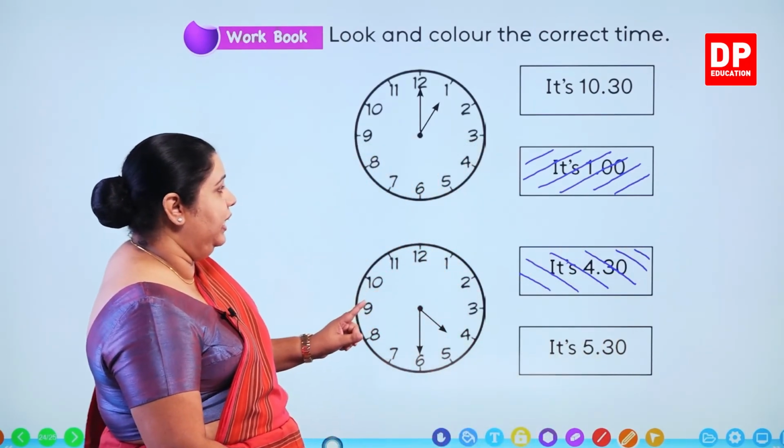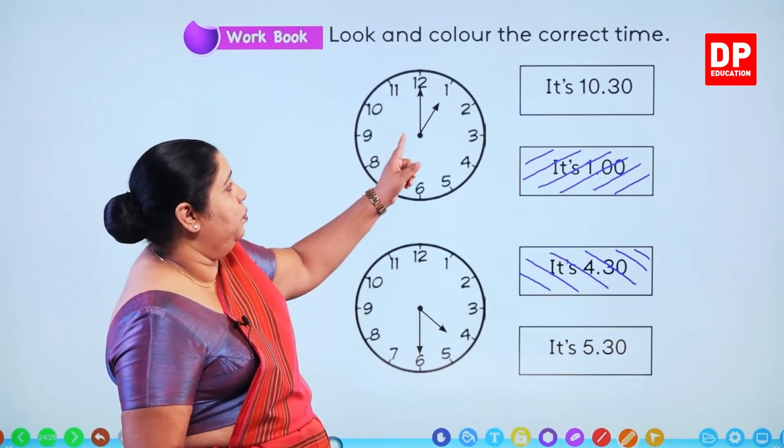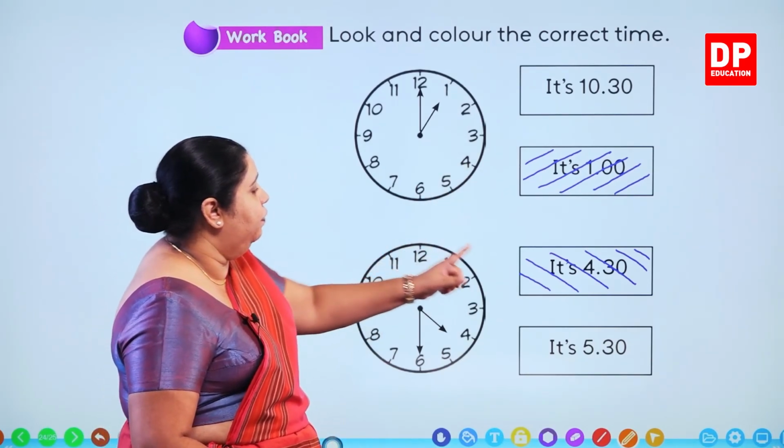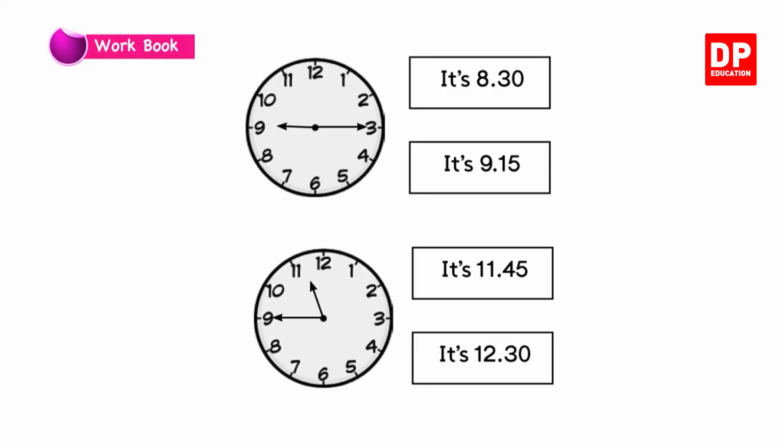So we have completed two pictures of this. First one is 1 o'clock and the second one is 4:30. You have to color the correct time. Okay. Now let's move on to our last slide. And here we complete our last workbook activity.